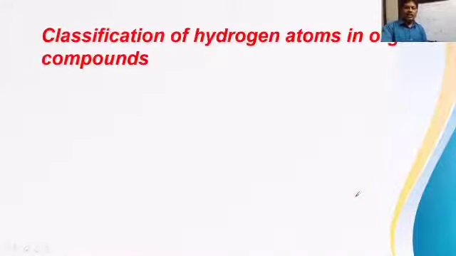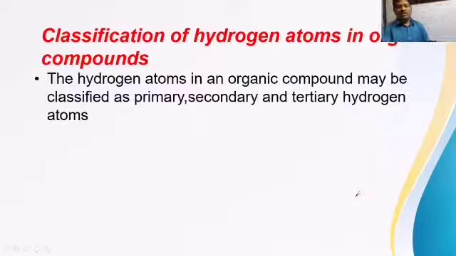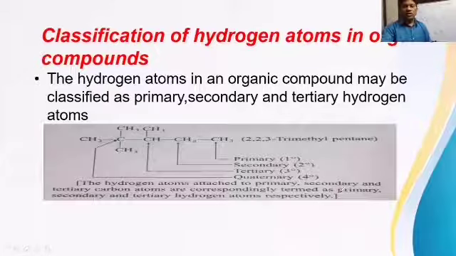Next, the classification of hydrogen atoms in organic compounds. The hydrogen atoms in an organic compound may be classified as primary, secondary, and tertiary. That's all. There is no quaternary hydrogen atom. If you observe this structure, in this CH3, CCH3 taken twice, CH, CH3, CH2, CH3.